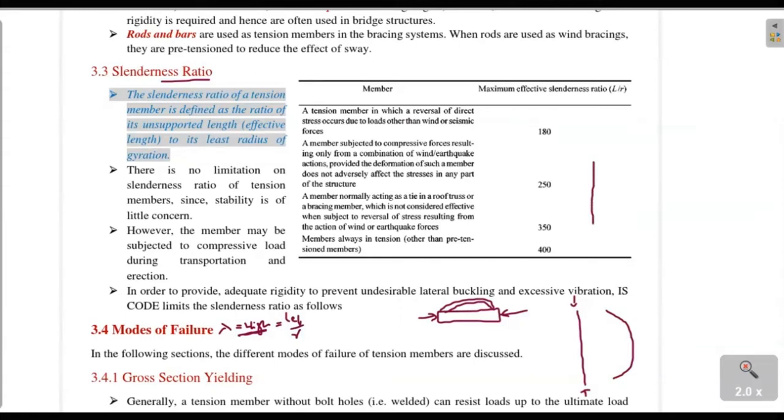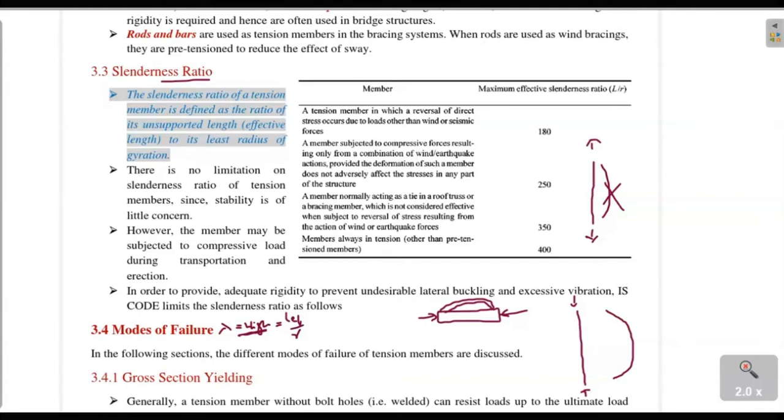See, this is a member, and when you apply tension force on this member, is it going to buckle in this way? No way, right? It is going to get stretched. It is not going to buckle. So tension members never buckle. Slenderness ratio has no significance in case of tension members. It is only significant in compression members. But we have certain situations where the slenderness ratio has a little significance.